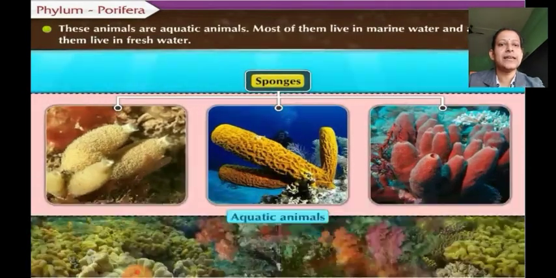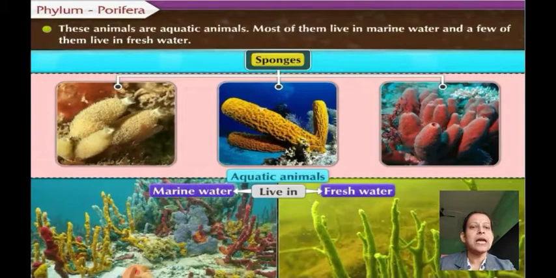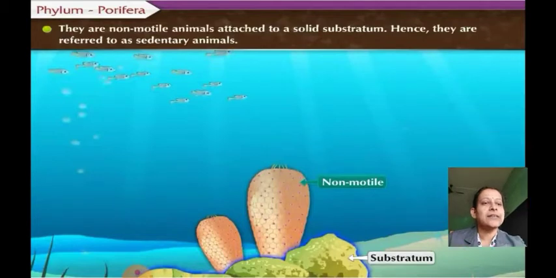Fine. Then these animals are aquatic. You might have seen, whenever National Geographic or Discovery Channel shows the inside of the water, all those colorful organisms, and mostly they belong to Porifera and Cnidaria. So they are aquatic animals. Most of them live in marine water, and a few of them live in fresh water. Those which live in marine water are shown, and in fresh water also you can see some examples. Fine. Now let us see further characteristics.